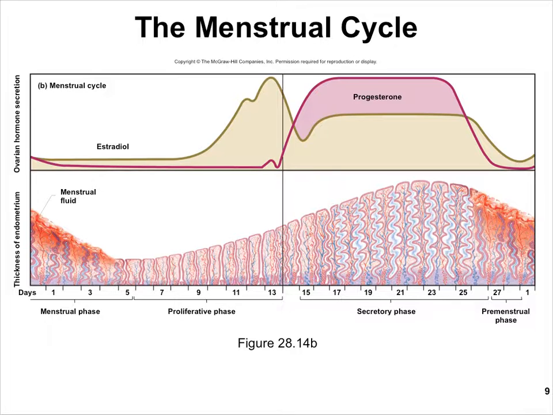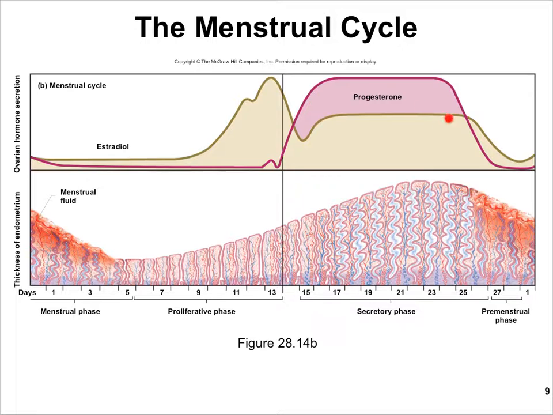This phase is dominated by the hormone progesterone, which is primarily secreted by the corpus luteum. So after ovulation, the corpus luteum begins secreting progesterone, and so you can see that progesterone levels are low, low, low, low, low until ovulation, and then suddenly progesterone levels are high, high, high, high, high. So the secretory phase is dominated by the hormone progesterone.